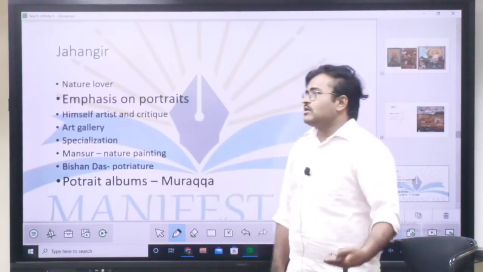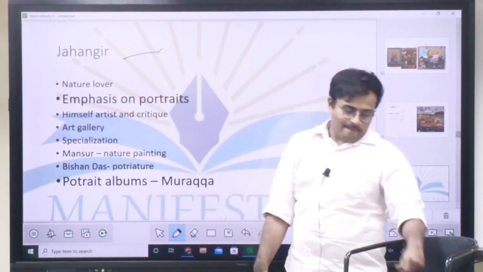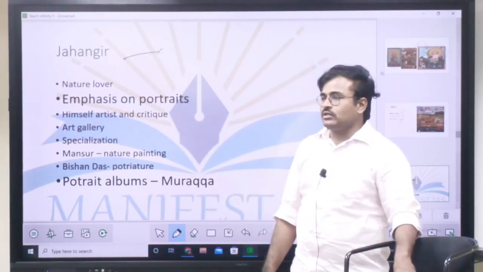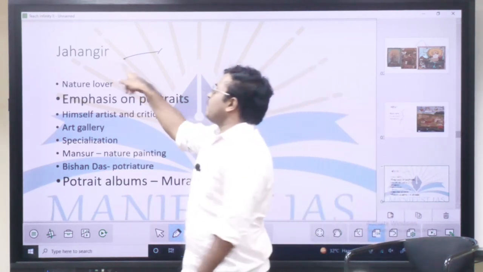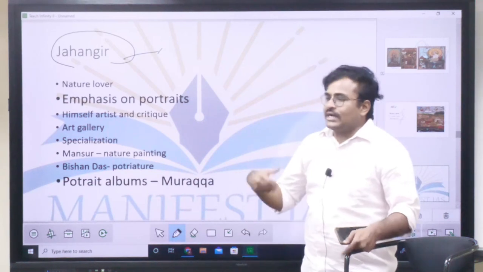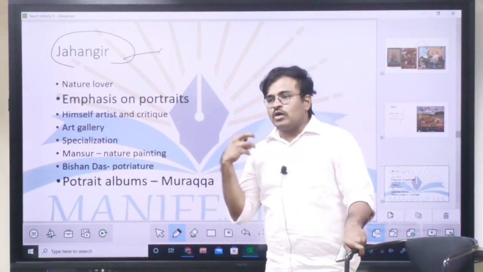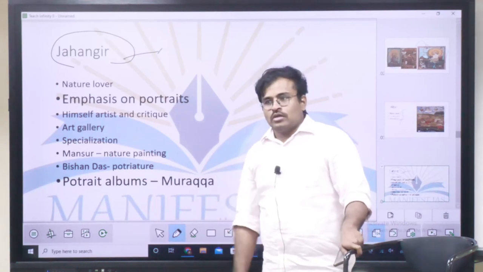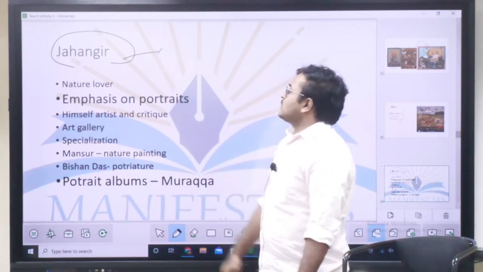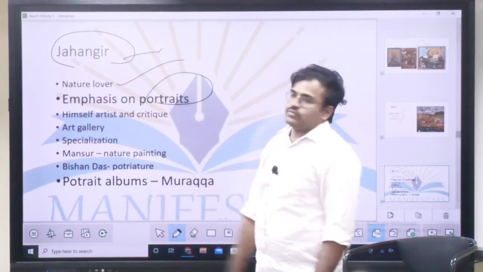Then after Akbar, the next person is Jahangir. He is known as the most prominent person when it comes to the Mughal painting tradition, because he himself is a great painter of merit. He is also an art critic too. And around him, he gathered together a lot of very good and talented painters. And here, his main emphasis is on nature and portraits.